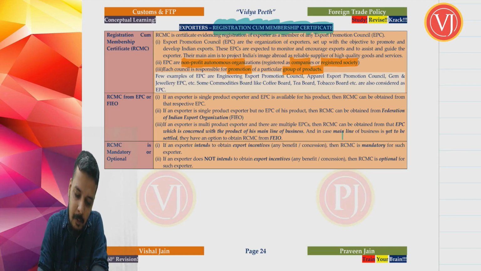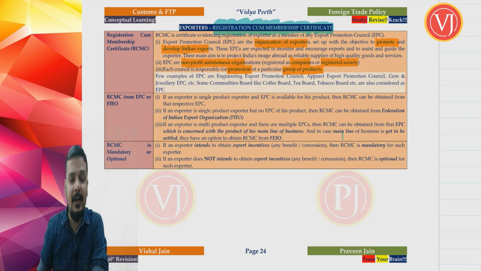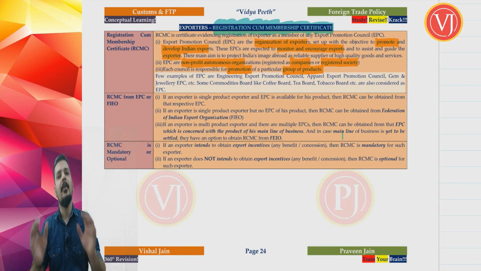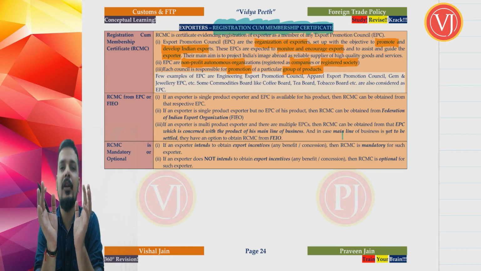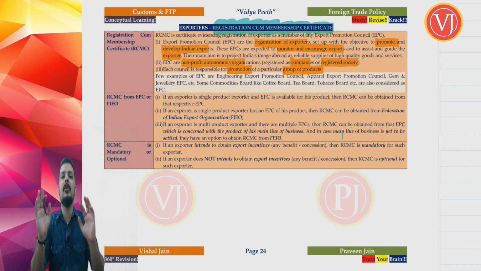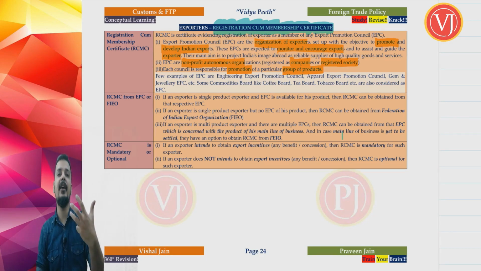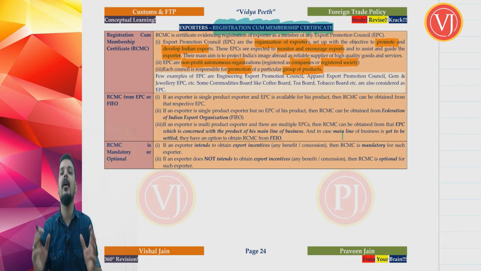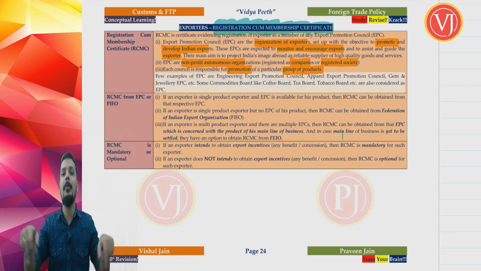So these export promotion councils are organizations of exporters. What is the objective? The objective is to promote and develop Indian exports, right? They will monitor and encourage exports of a particular product or group of products, and they'll always give assistance to those exporters, right? The main objective of this EPC is to ensure that they are grooming the exporters of a particular product or group of products, so that India's image with respect to export of that item is developed, so that they'll have a global platform, right?